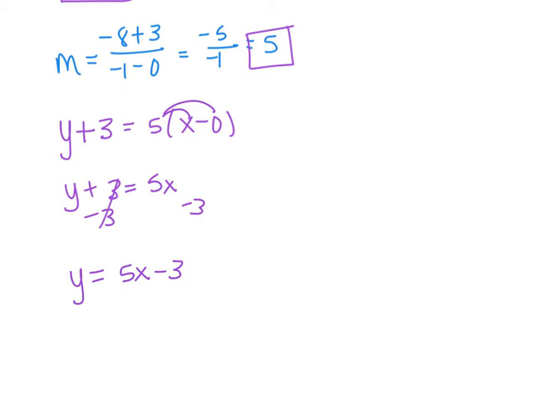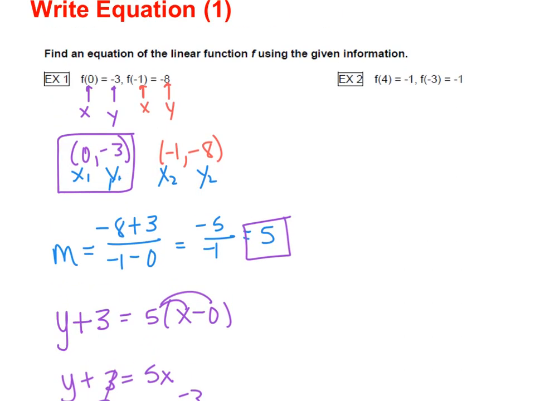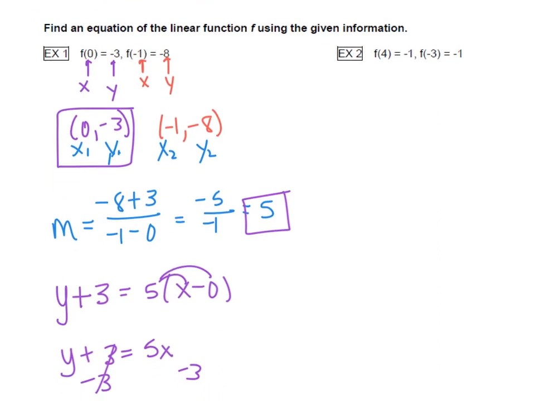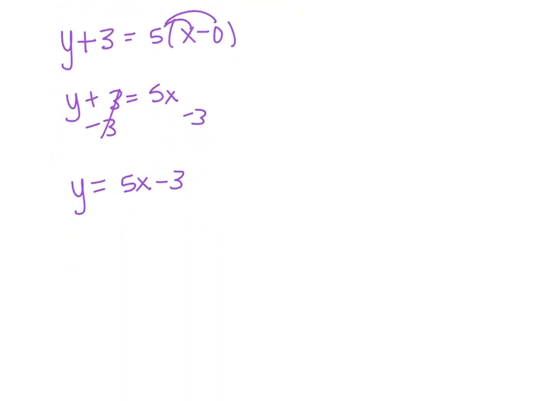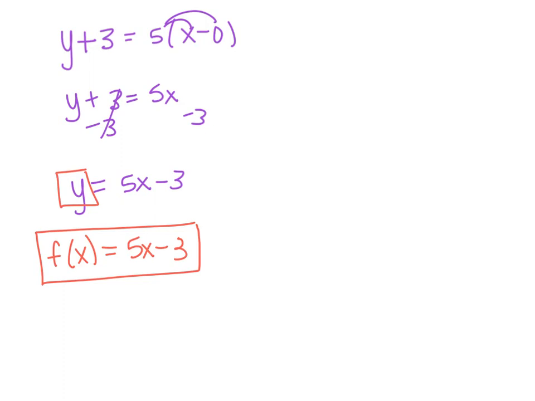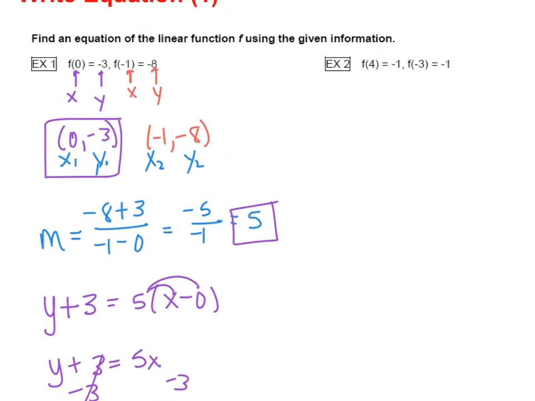So before we call that our final answer, the one thing we want to notice is that the information we were given is in function notation. So we want our answer to also be in function notation. So instead of saying y equals, we're going to replace that with f of x. So f of x equals 5x minus 3. And there's our function.